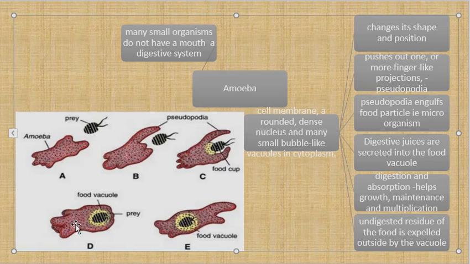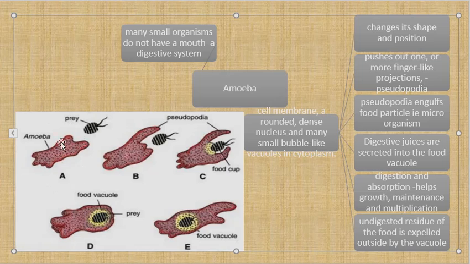Food vacuole has what? It has digestive juices, and this helps in digestion and absorption of the microorganism or the food particle. Undigested food is again thrown out by the vacuole. Undigested portion is thrown out by the vacuole.